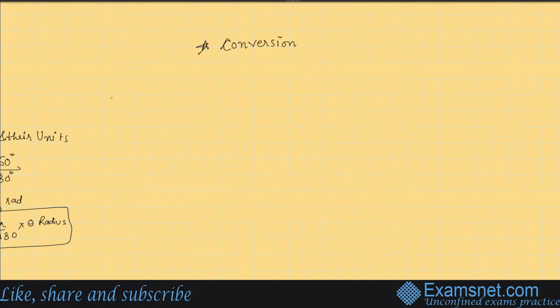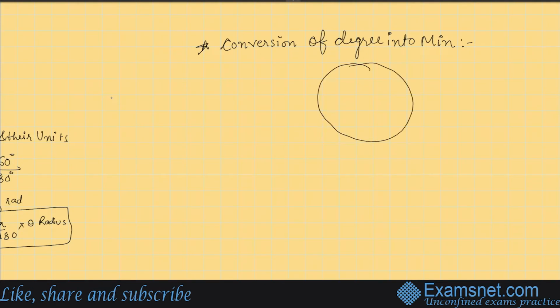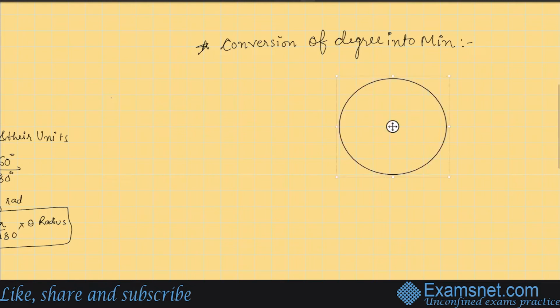Conversion of degree into minute. Now how do you convert degree into minute? You know, one scientist came and defined that. What he defined, let me draw a circle. He defined one thing for us, that was 1 minute.